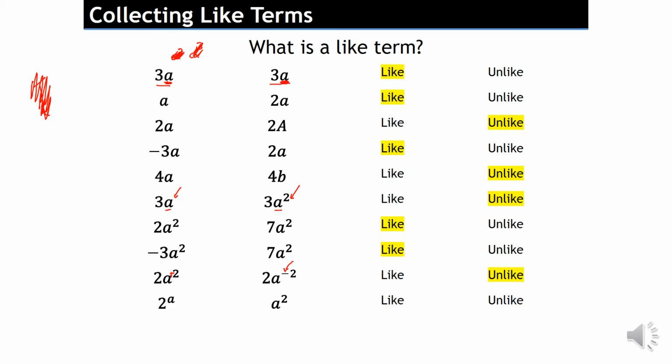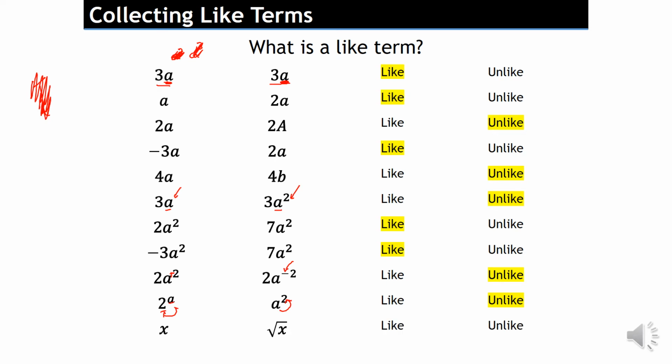So these are unlike. And I think last one, so this is 2 to the power of a. Is that the same as a to the power of 2? No. These are unlike, they're just the different way around. So even though it's the same letter and the same number, because one of them is a squared and the other one is 2 to the power of a, we don't know that they're the same.